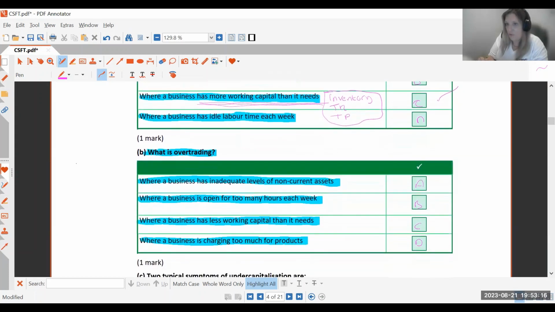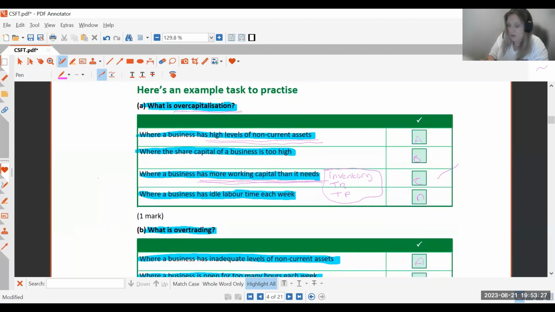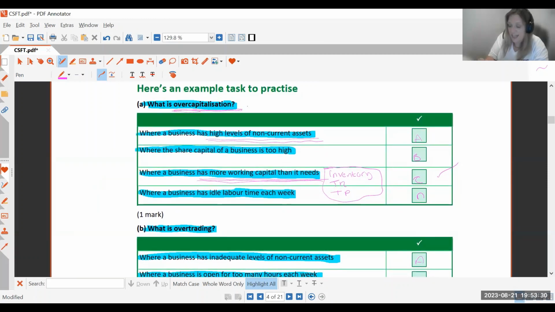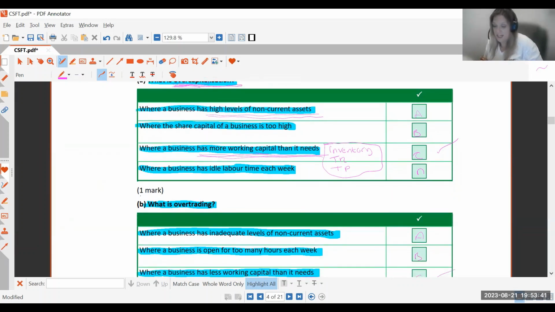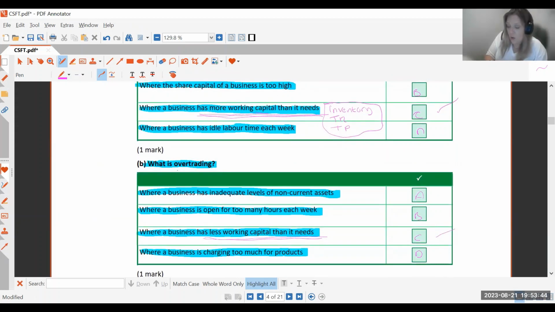So what do we think overtrading is? Absolutely, it's C. So they haven't got enough working capital. They have less working capital. So these are key words to be really comfortable with. Overcapitalization: if you think about it, working capital, overcapitalization, it's too much. We have too much working capital. That's where the word overcapitalization comes from. Overtrading is where the sales volume is too high in terms of how much working capital the business has got. So the business has got less working capital than it needs. Well done.